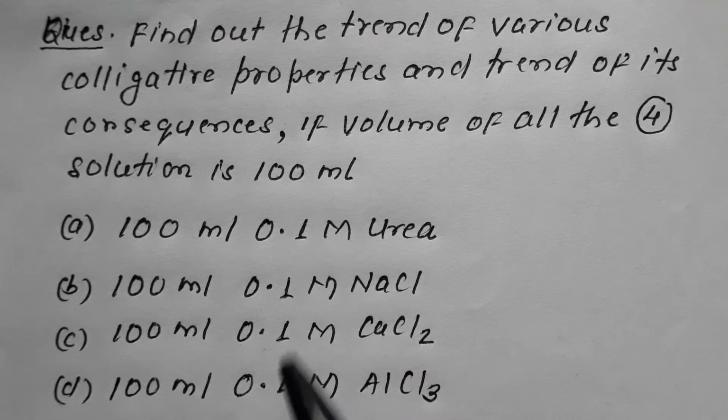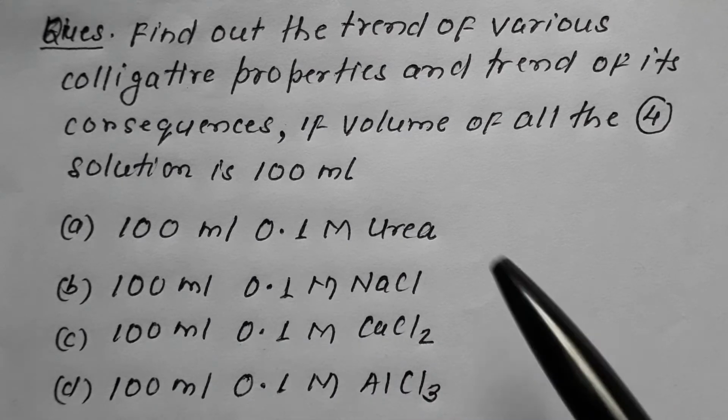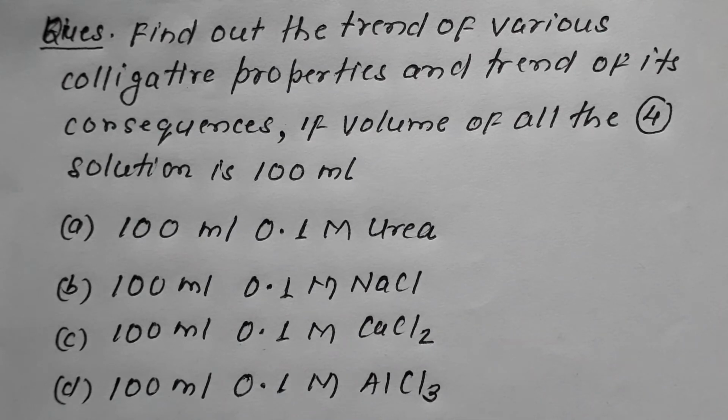All the four solutions have the same molarity, but they differ in the type of solute, because each type of solute gives different ions on ionization. So if we want to arrange these four solutions in the decreasing order of relative lowering of vapor pressure, and then in the decreasing order of the resulting vapor pressure of the solution, what would be the trend and how will we achieve it, that is, how would this numerical be solved?